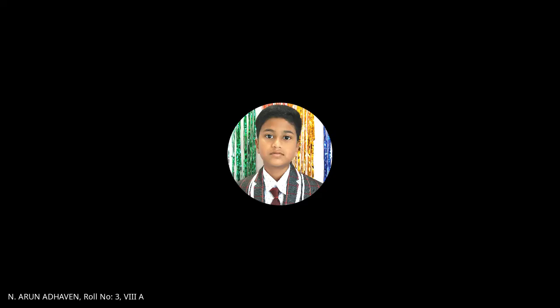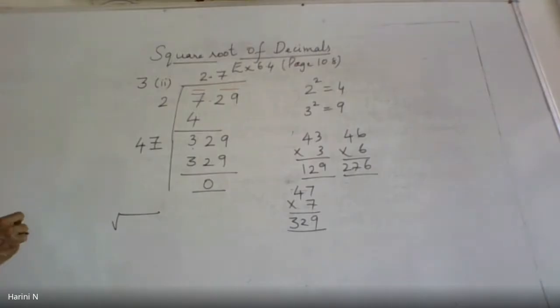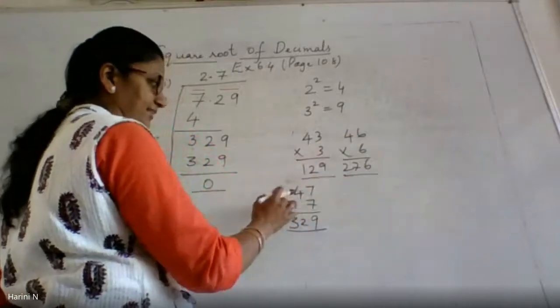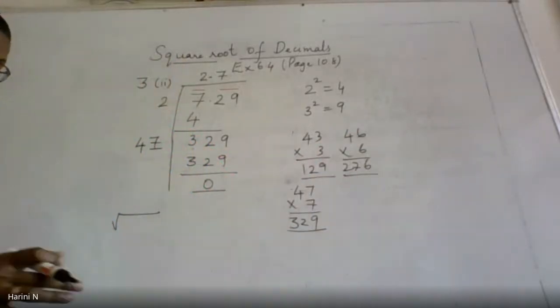Ma'am, for the square root step, to find the number to fill the blank near the 47, we have to do the trial and error method, no, ma'am. Yes, that's what I was trying. No, see, I put 3, I didn't get it, 6 also, 7, I got it exactly. It's trial and error only.